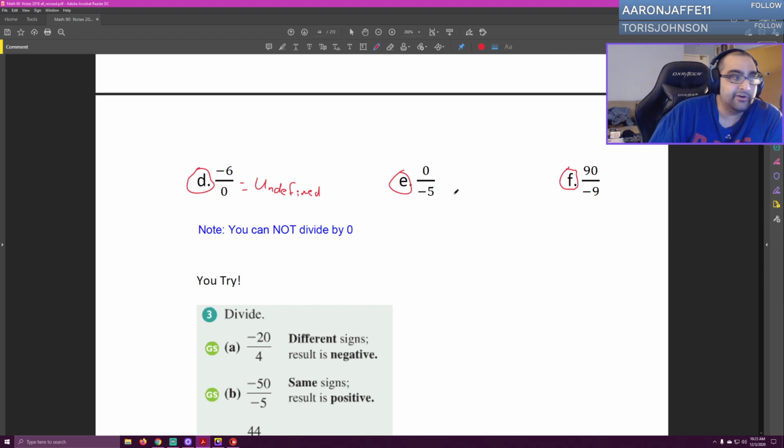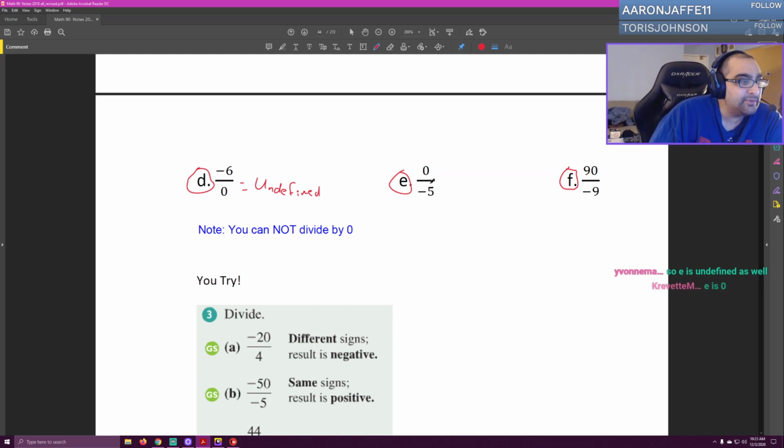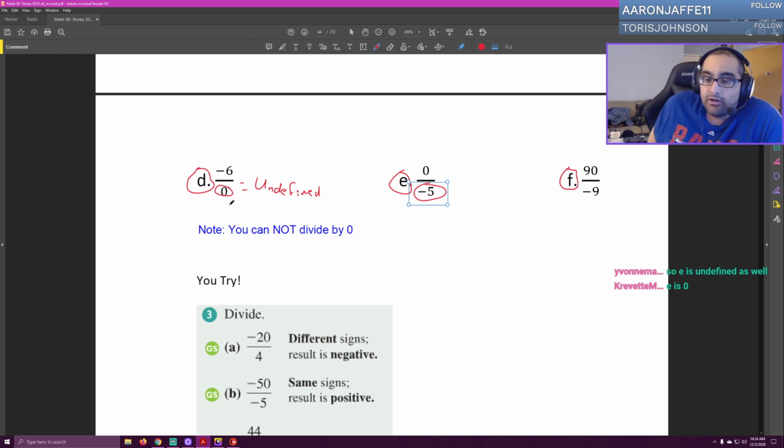So what about letter E? What's letter E then? 0 divided by -5. So is E undefined as well? If you read the note carefully here, Yvonne, I can't divide by 0. So E is not undefined because in this case I am not dividing by 0, I'm dividing by -5. That's the key difference: the 0 here is on the bottom, in the denominator, which means I'm dividing by that.